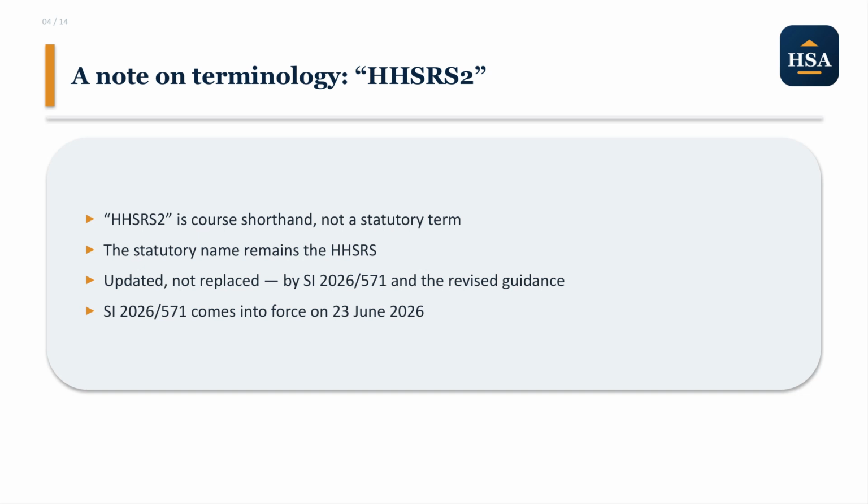A quick note on terminology. Throughout this course, we use the shorthand HHSRS2 for the reformed system. It is course shorthand, not a statutory term. The statutory name remains the Housing Health and Safety Rating System. The system is being updated, not replaced. It is the regulations, Statutory Instrument 2026 number 571, that carry the confirmed commencement date of the 23rd of June 2026. The revised operating guidance is, at the time of writing, still in draft until that procedure completes. So when you hear HHSRS2, think of it as the updated HHSRS.